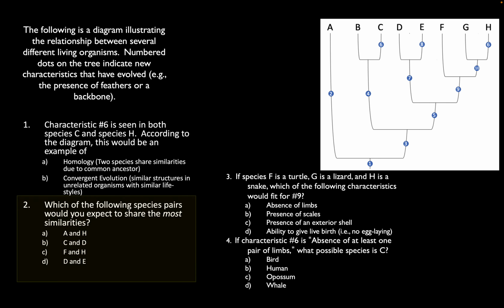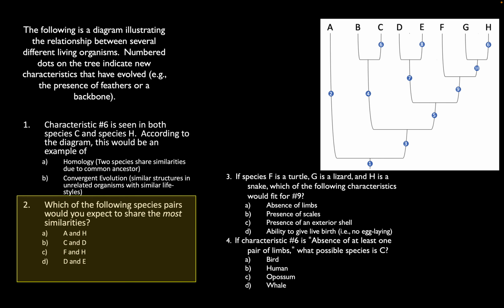Okay, so going back to our quiz, if we look at number 2, which of the following species pairs would you expect to share the most similarities? Well, it's those that are grouped together as more closely related. So D and E, they ran the race for a longer amount of time, so they share the most traits, right? So D and E.